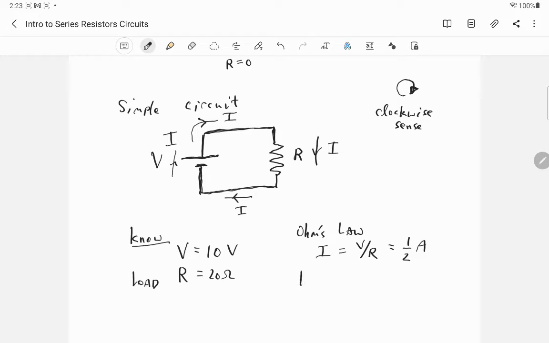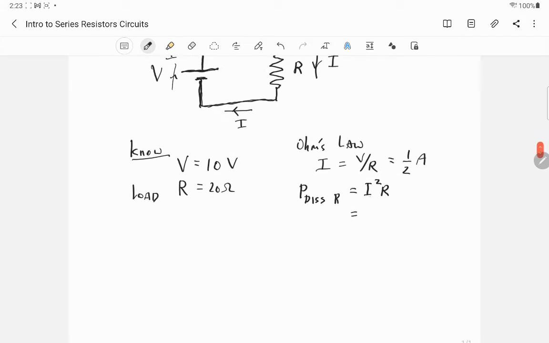But another thing we can calculate is the power dissipated at the resistor, right? So this is the dissipated heating, or the Joule heating at the resistor. Remember, it's I squared R, and I squared, right? So 1/2 squared is 1/4, right? So that's 1/4 amps squared. And then the resistance, R, is 20 ohms.